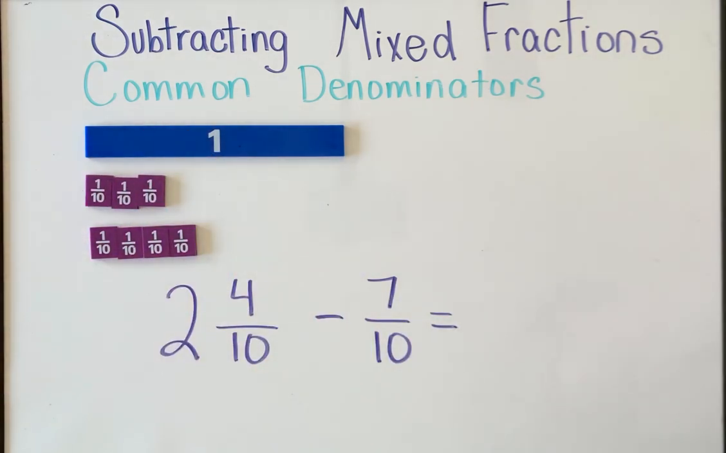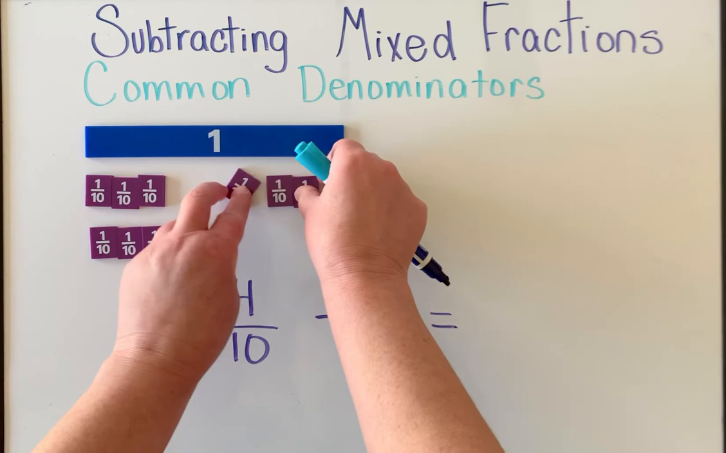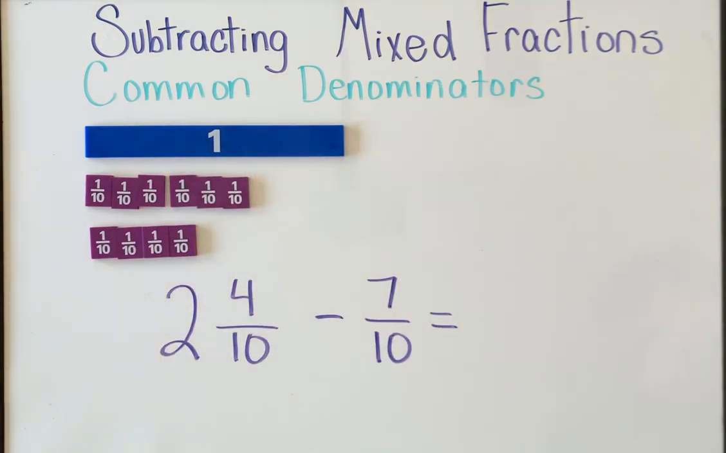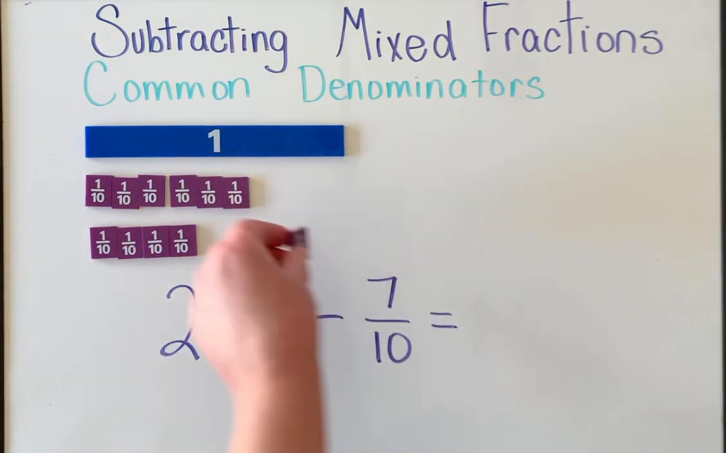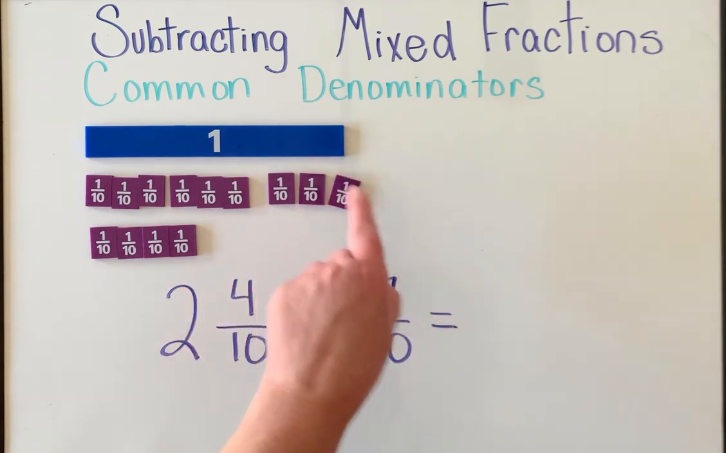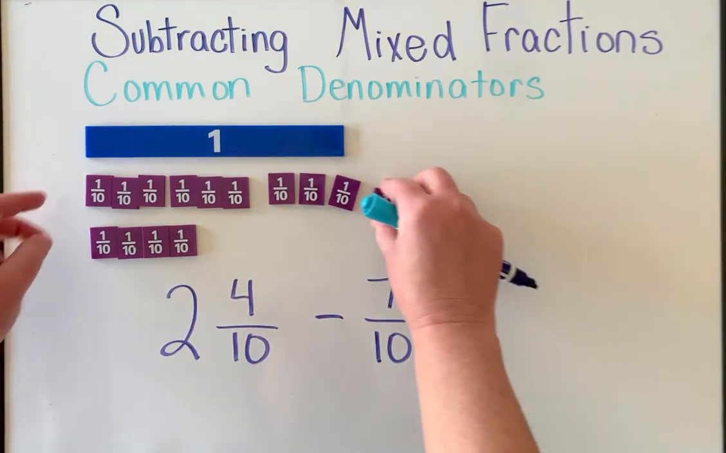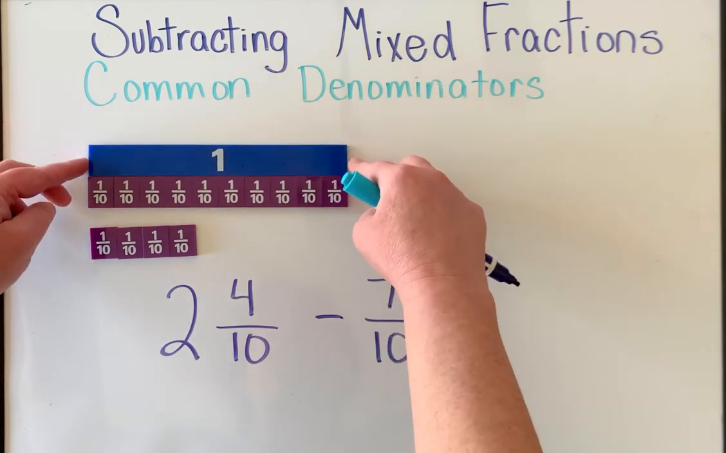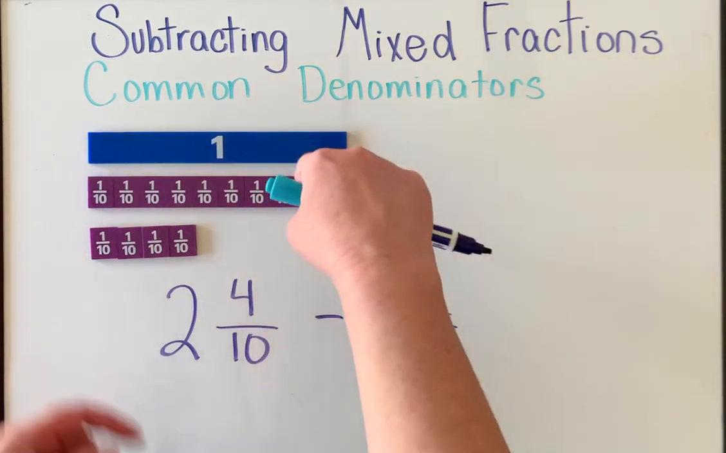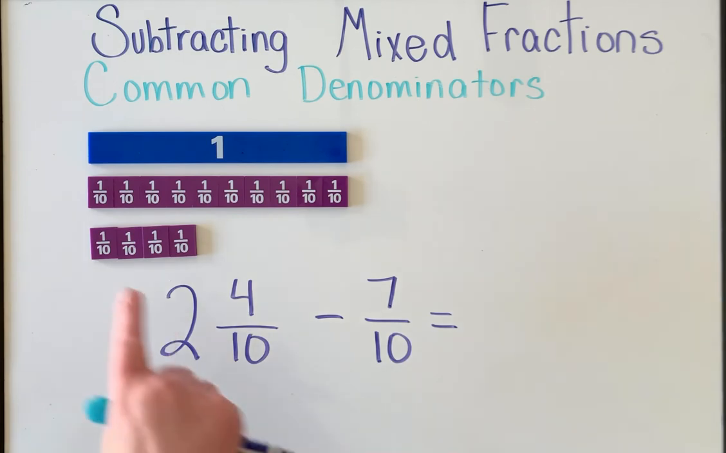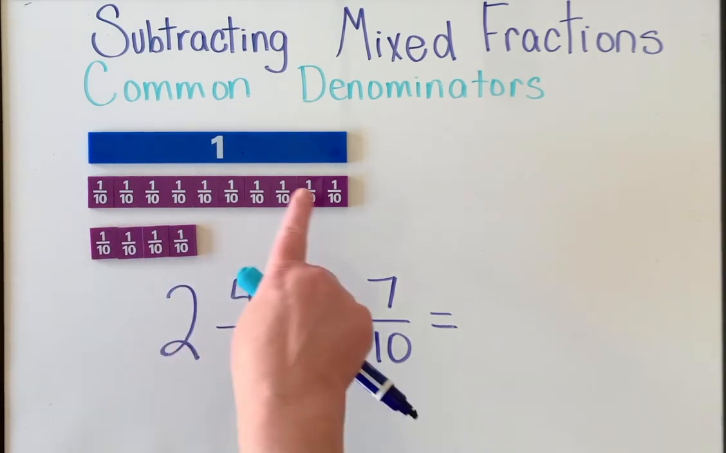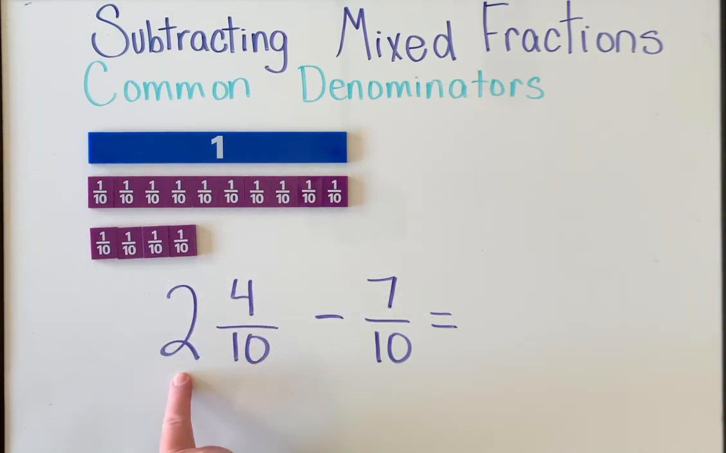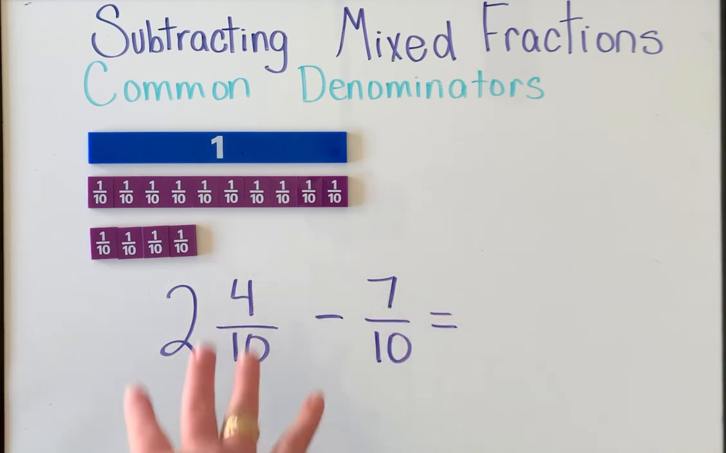There's 3, 4, 5, 6, 7, 8, 9, and 10. So there's my 10/10. And as you can see, it equals 1 whole. And I still have 2 whole there. I still have my 4/10 there. I just have to convert one of those wholes into fractional parts. Let's see what that looks like with numbers.